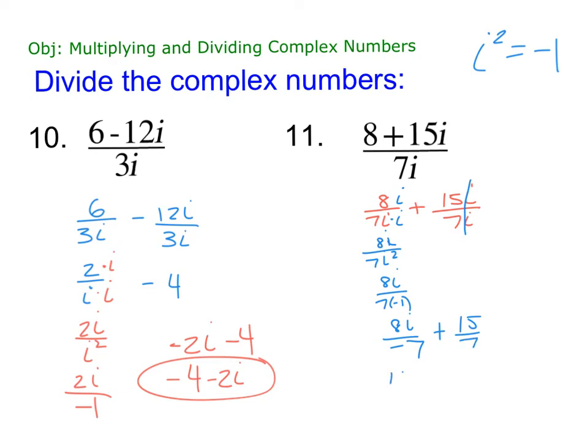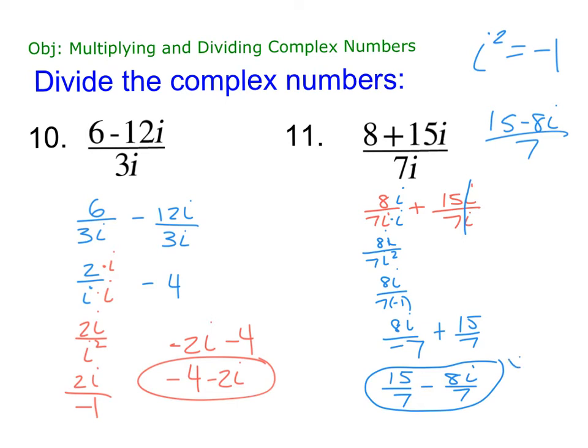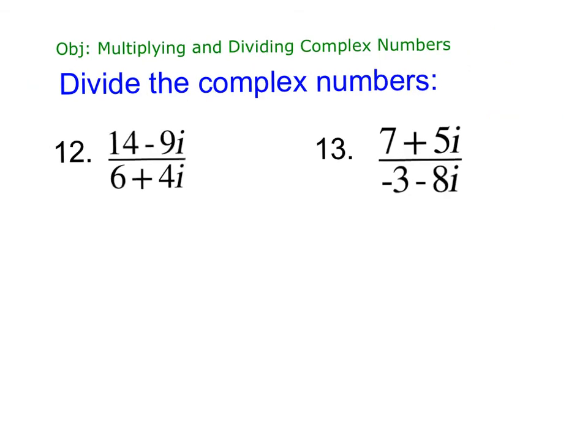And then we can reorder it. 15 over 7 minus 8i over 7. And that's our answer. Now, you can put the whole thing over 7. If you want to do 15 minus 8i all over 7, you can do that. You can leave it separate. I don't really care either way. Those really strict teachers would make you write it like this, where it's separate, but it doesn't matter to me.